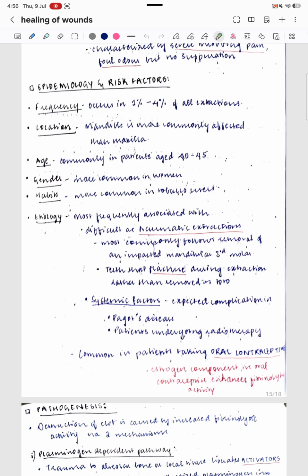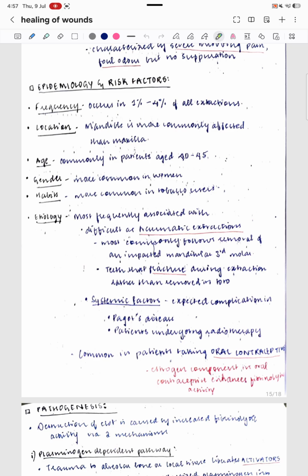Age could also be a predisposing factor, and habits such as tobacco use are a predisposing factor. Coming to the etiology, most frequently it could be traumatic extractions or tooth fracture during extraction.